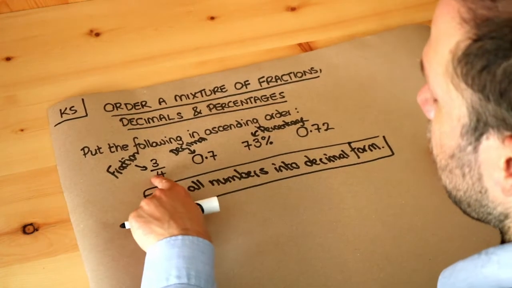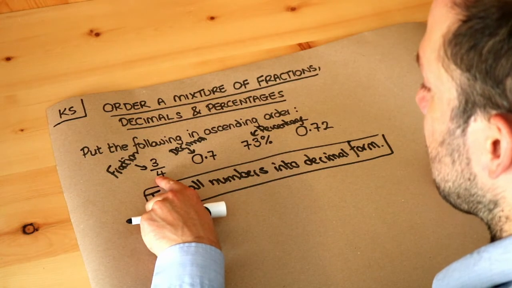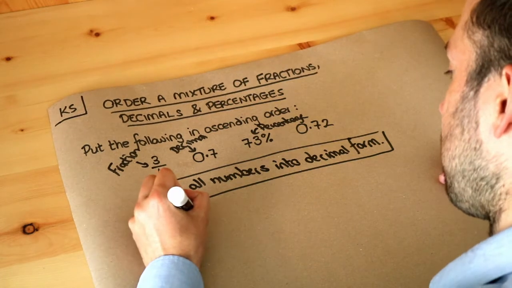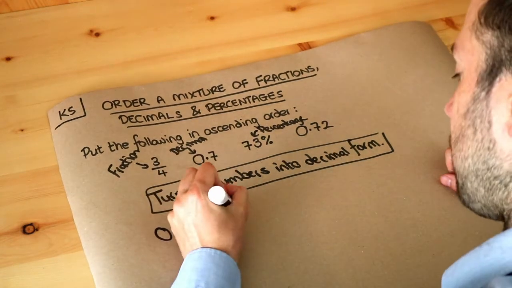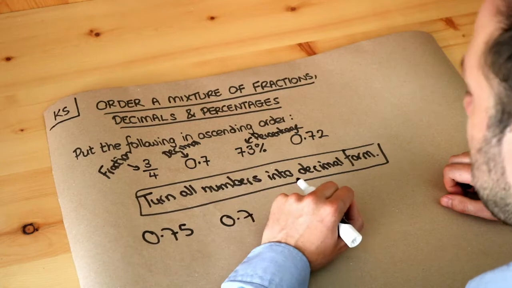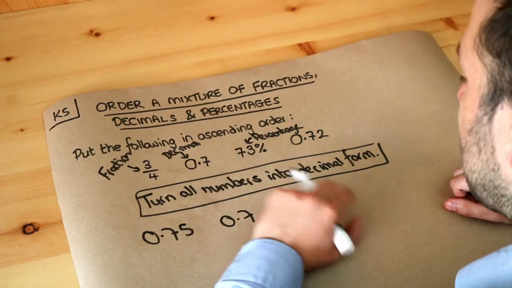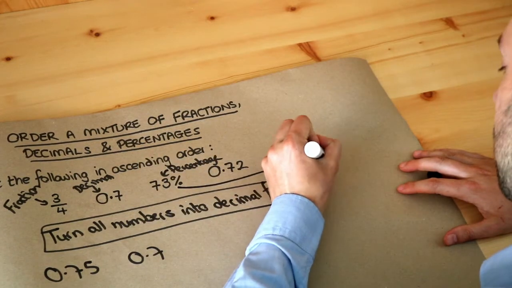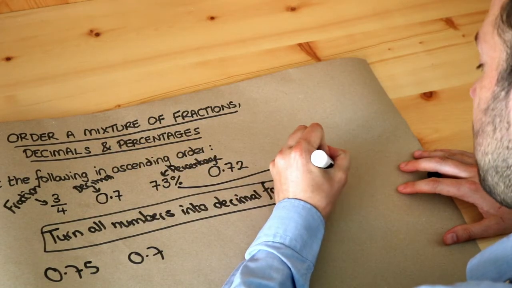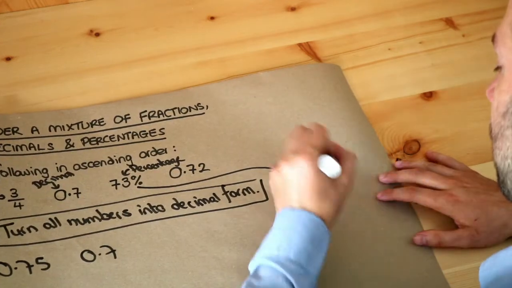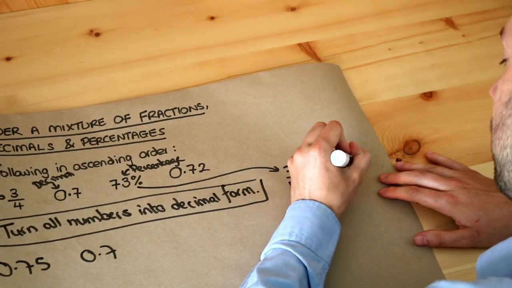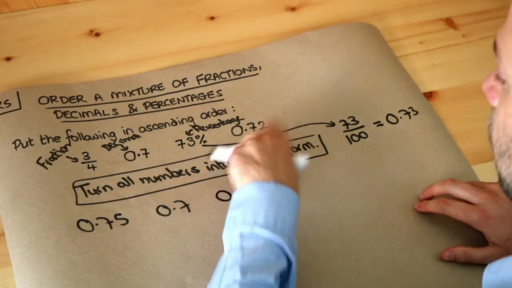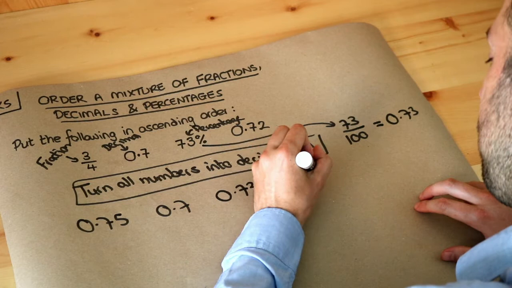So 3/4 as a decimal, well, we saw that in another video, that would be 0.75 as a decimal. Now this is already a decimal, so let's just copy it. 73%, remember that 73% means 73 out of 100. That's what percent means, out of 100. And 73 out of 100 as a decimal is 0.73. And that's already a decimal, that's 0.72.